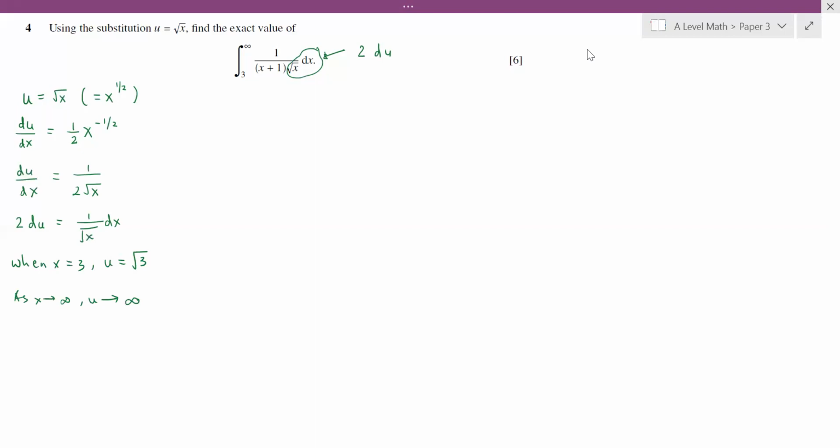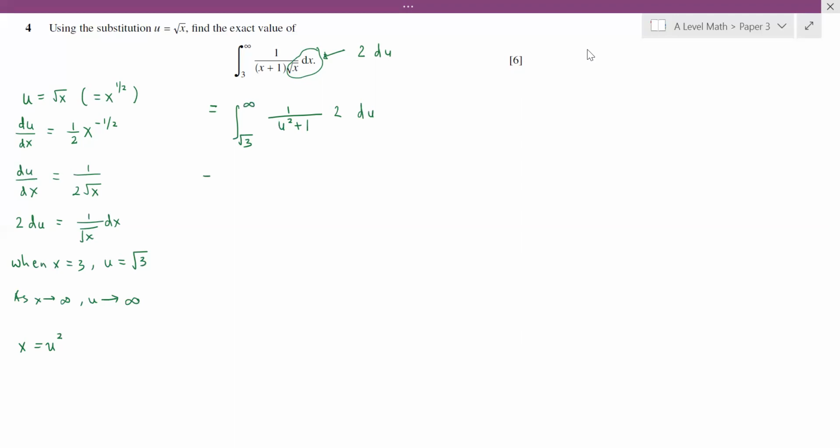We also have 1 over x plus 1. If u is square root of x, then x must be the square of u. So the improper integral now becomes the integral of 1 over u squared plus 1, and this part is 2 du, with the limits from square root of 3 to infinity.